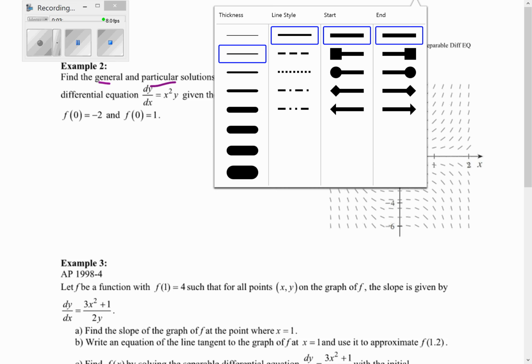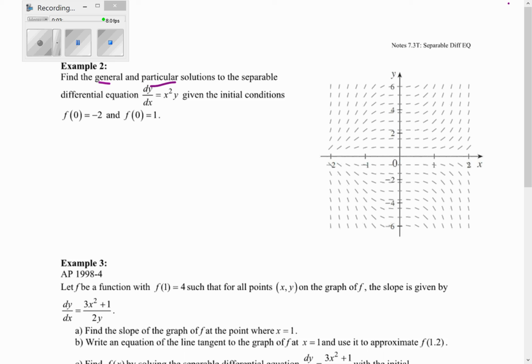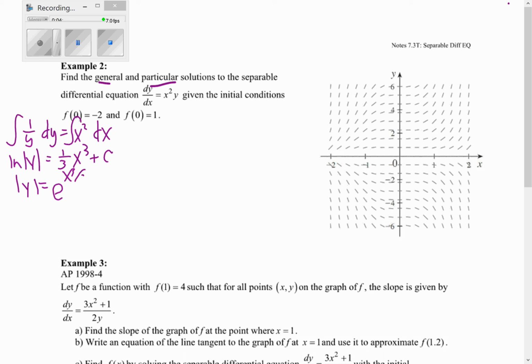Moving on. Find the general and particular solutions to this equation given the initial conditions. I know this is going to take a little bit of space, so I'm going to write a little bit smaller. So separate the variables. Now 1 over y, if we want to take the antiderivative of that, it's ln absolute value of y, equals 1/3 x cubed plus c. We need to solve this for y. So if I e both sides here, we get e to the x cubed over 3 plus c.